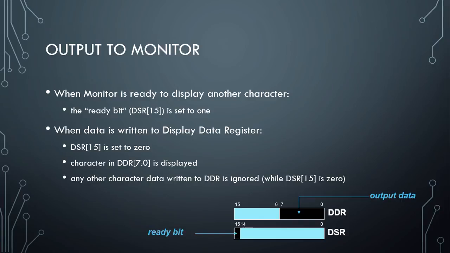So remember, before we had bits 7 to 0 store the character when we first typed it in, and again, 7 to 0 is the character displayed. Any other character written to DDR is ignored while DSR15 is 0. And again, here are our two pieces. Here's DDR, output data is right here. And this is your ready bit, which is either 0 or 1.